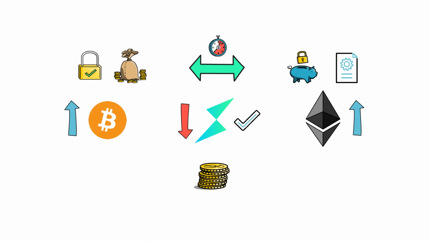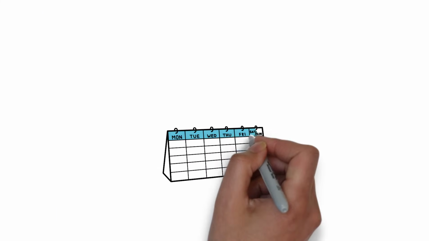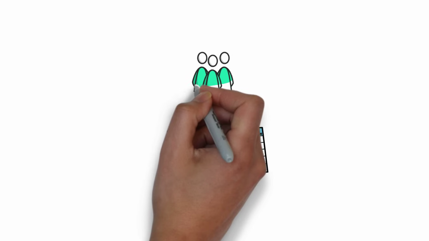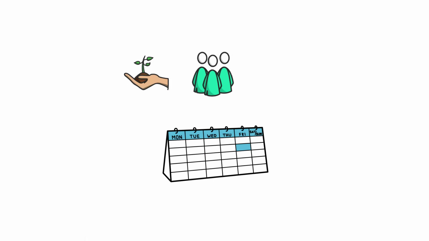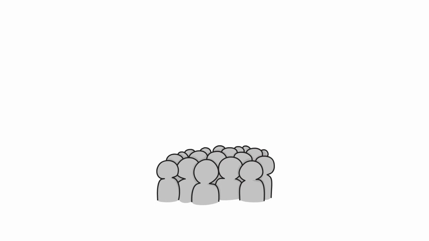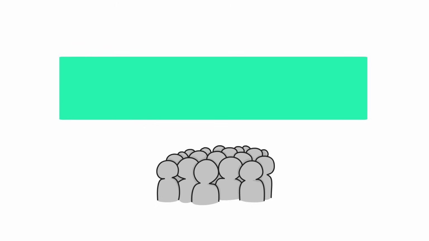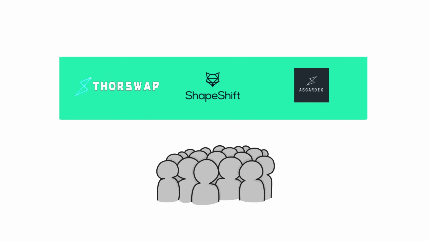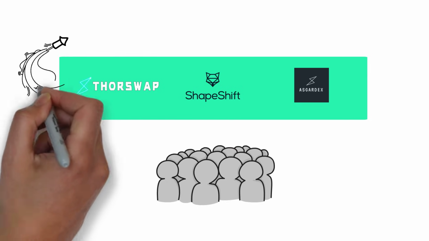After the long-awaited multi-chain chaos network release, the Thorchain team is focusing on growing the Thorchain ecosystem while making sure the system works as expected. Users have multiple choices when it comes to interacting with the Thorchain protocol. They can use one of the decentralized exchanges like Thorswap or AsgardX, or wallets integrated with Thorchain like Shapeshift. We should see more applications and wallets integrating with Thorchain in the future.